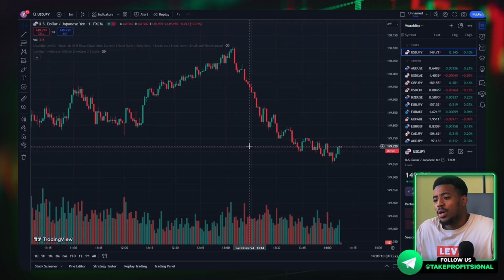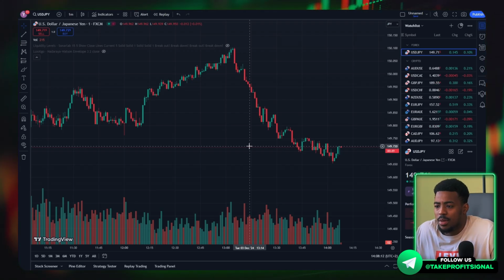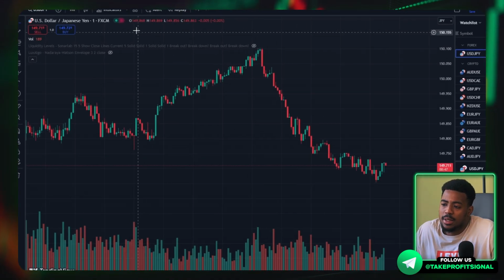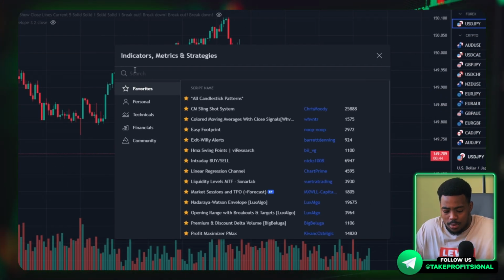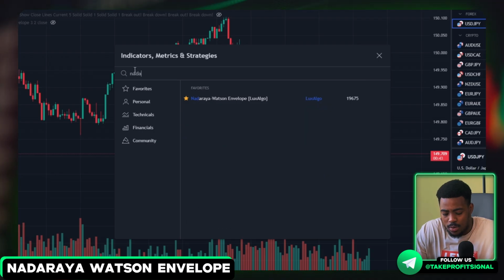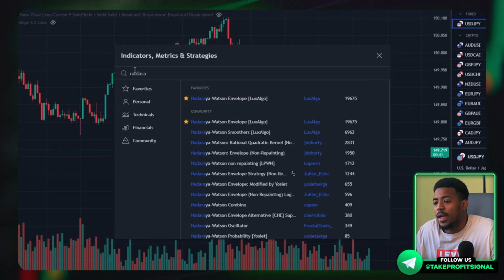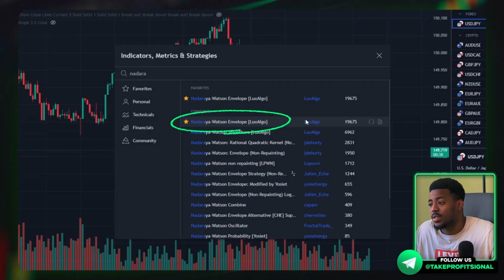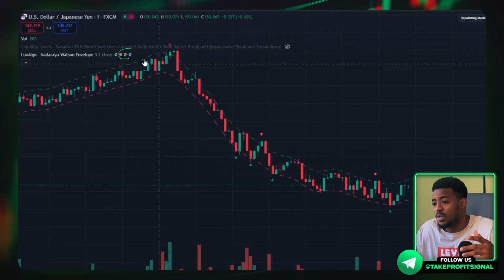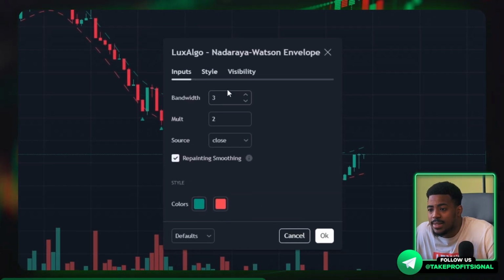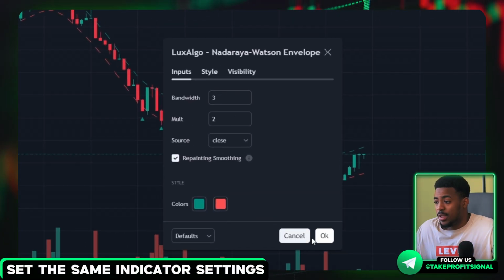So now let's add an indicator with the help of which we will make money today. Go to the indicators section and search for Nadaraya Watson and add this indicator from LuxAlgo. That's not all. We need to customize this indicator. Go to indicator settings and set the settings as I have. Now let's see how to make money with this indicator.